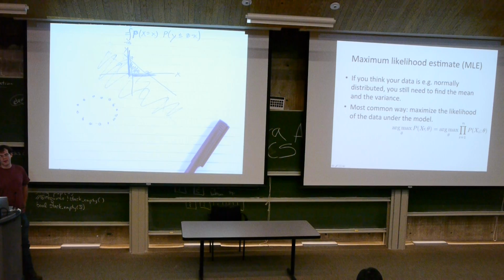And if we have IID samples from the distribution, we maximize the product of the likelihood of each data element under that model. Okay, so as an example, let's say we have a bunch of samples from a normal distribution. So I actually generated these just from a standard normal distribution, and I plotted them with a little jitter so you can actually tell how dense they are.